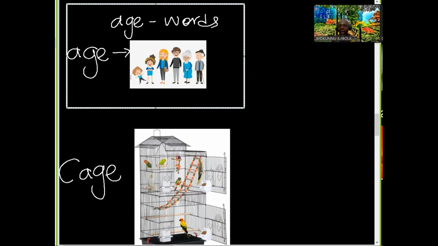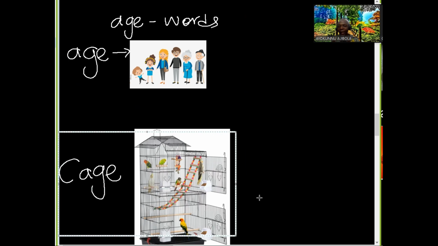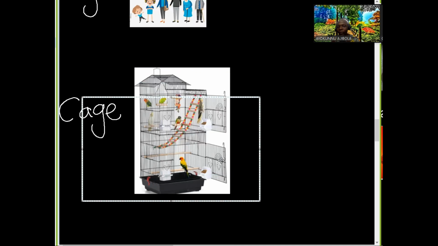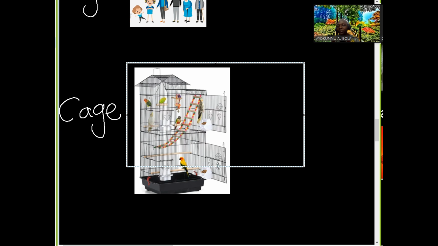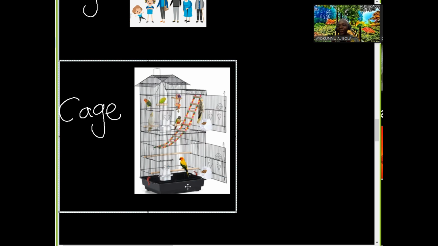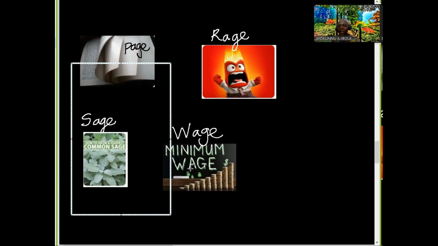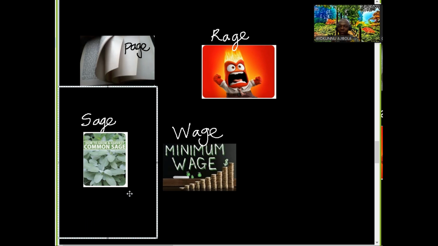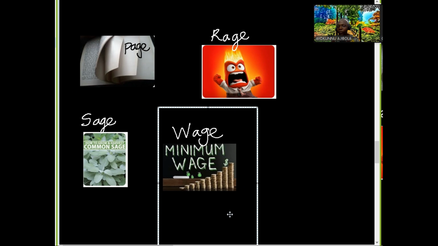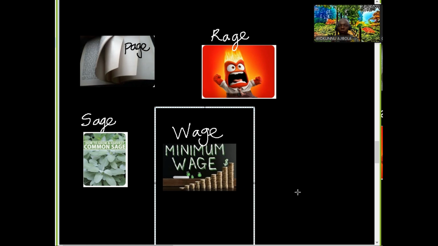Now say edge, edge, edge. Like your edge. Now say cage, cage, cage. Do you have a cage? No. Okay, that means you don't have anything inside. Okay. Page, page, page. Now, rage, rage, rage. Sage, sage, sage. Very, very good. And the last one, wage, wage, wage.